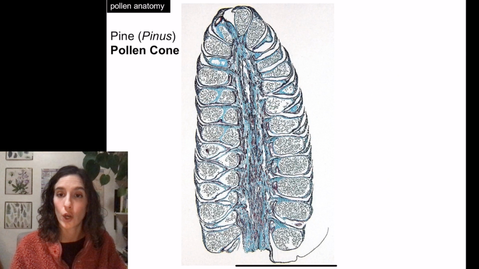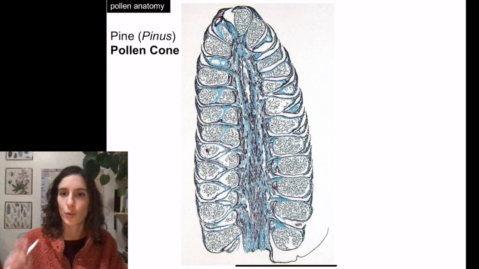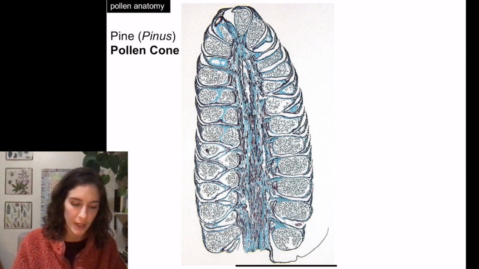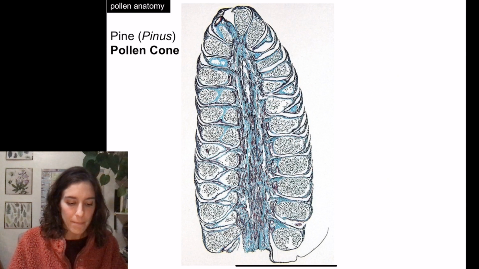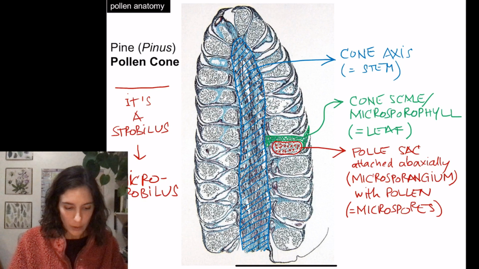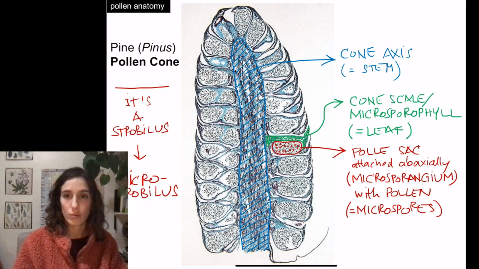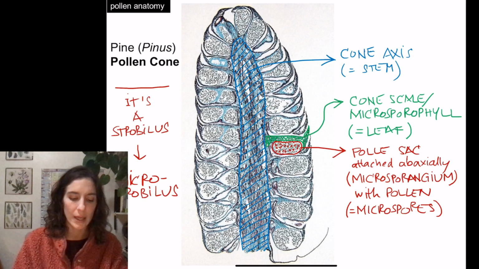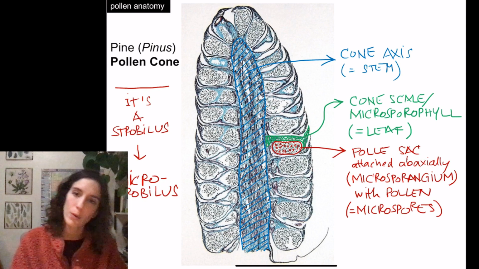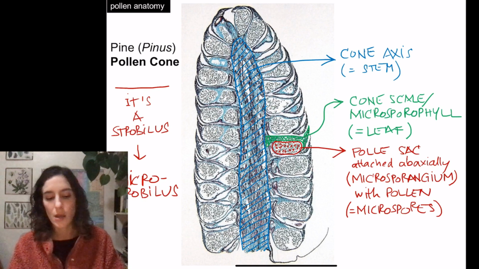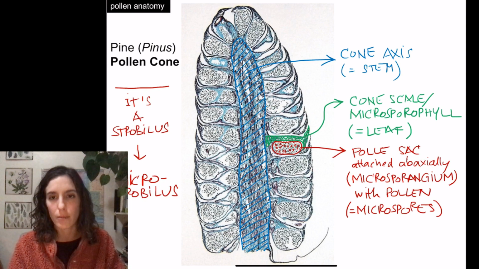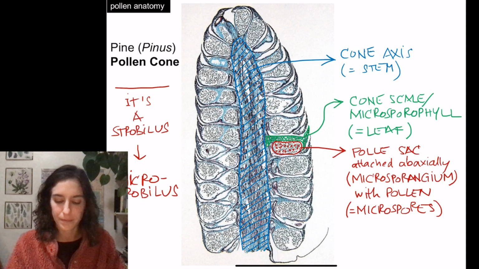This is a pollen cone. This is a longitudinal section through one of those small pollen cones that I showed you pictures of in the previous lecture video. Another word for a pine cone is actually a microstrobilus. This whole thing is a strobilus. It really just means cone, and it's a microstrobilus because it produces microspores, and it's got microsporophylls. Remember these same exact terms from the Selaginella strobilus.